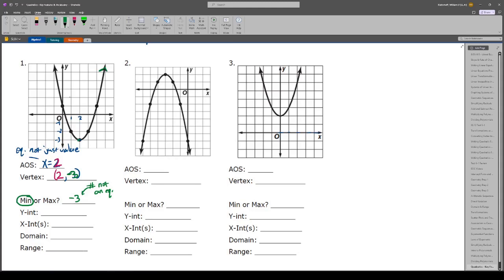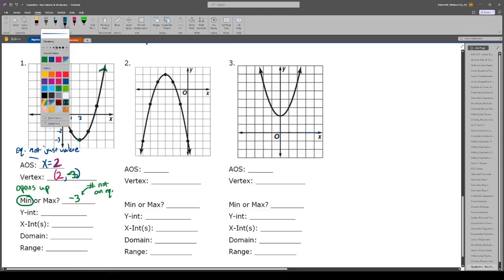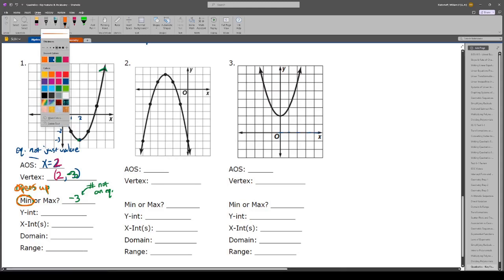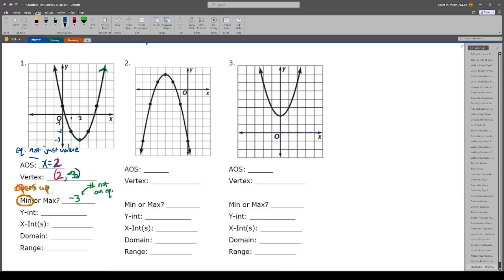A lot of times these also ask opening directions, so this one opens up. And that just goes along with the idea that it's a minimum. These two go together. I guess I should pick a different color for those. So opens up is the same answer as max or min. Min always opens up, max always opens down. So you notice there's a lot of overlap. So if you understand what these features are, you kind of get to repeat them for free, and you just need one answer that fills in several different things.